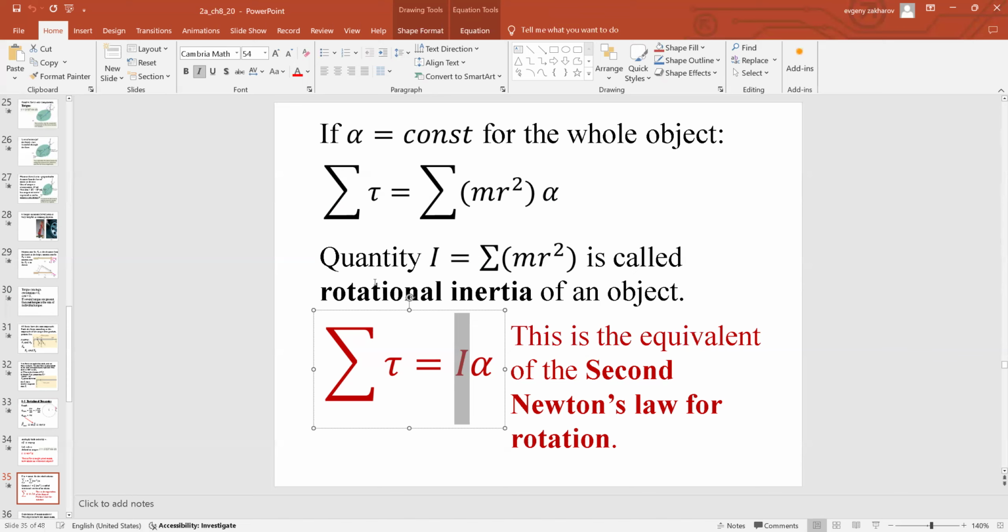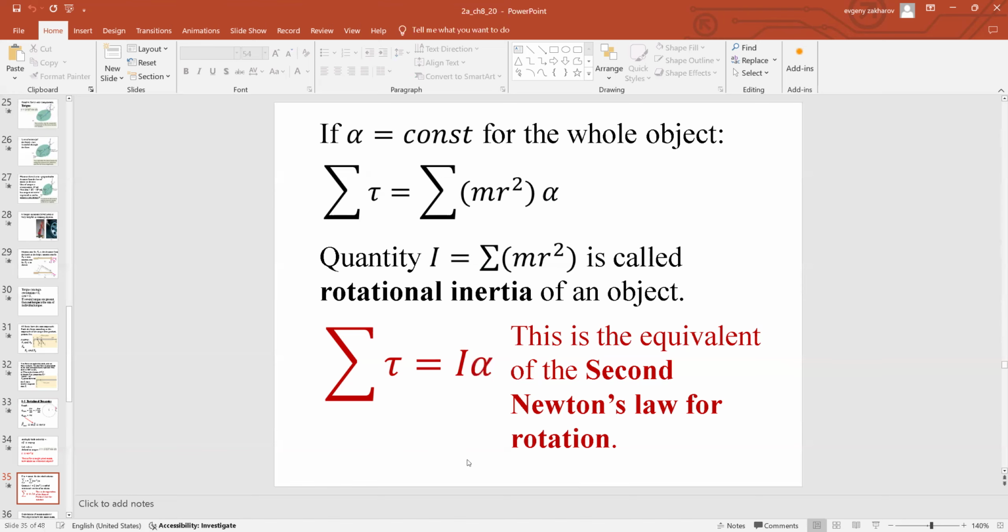So it was F equals ma. Now it's not F, it's the torque, and it's not mass, it's rotational inertia, and it's not linear acceleration anymore, it's the angular acceleration. So this is your second Newton's law for rotation. Every time the problem represents some kind of rotation, you can use this law as your general equation to start solving for missing parameters.